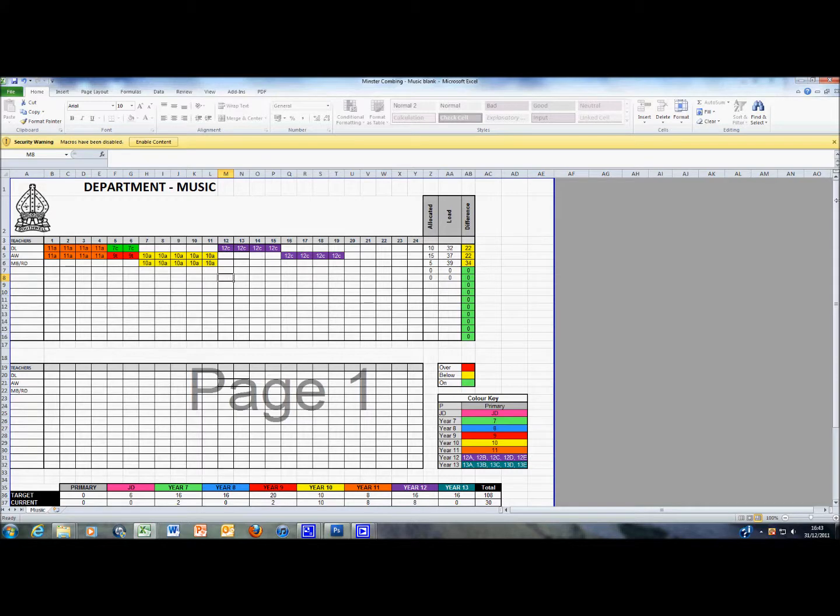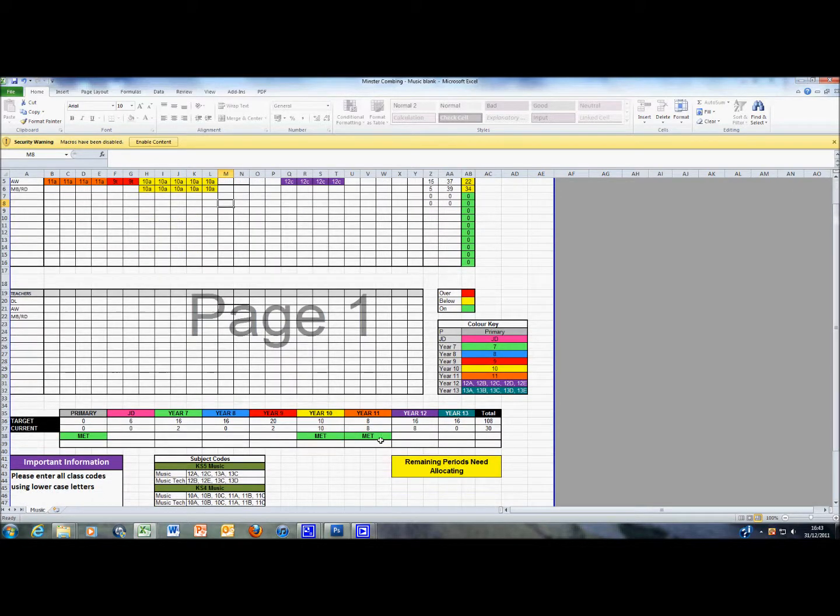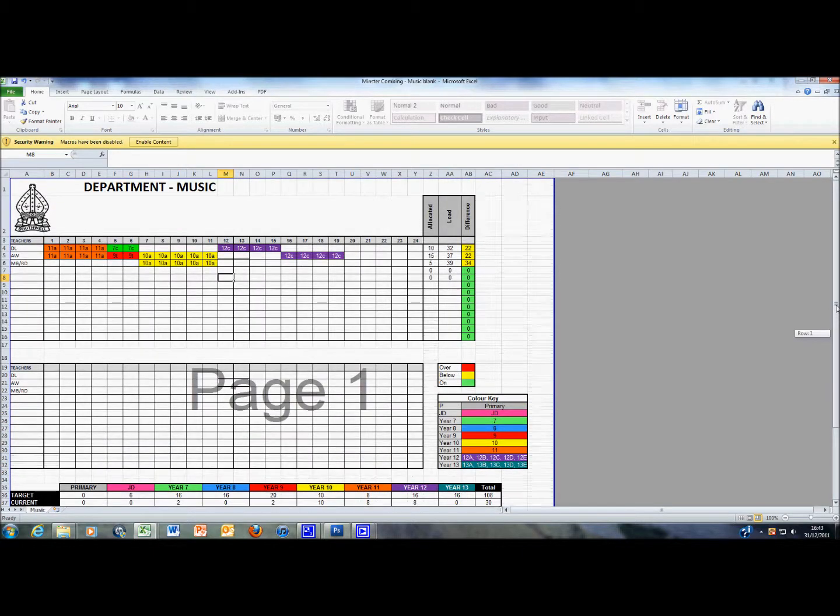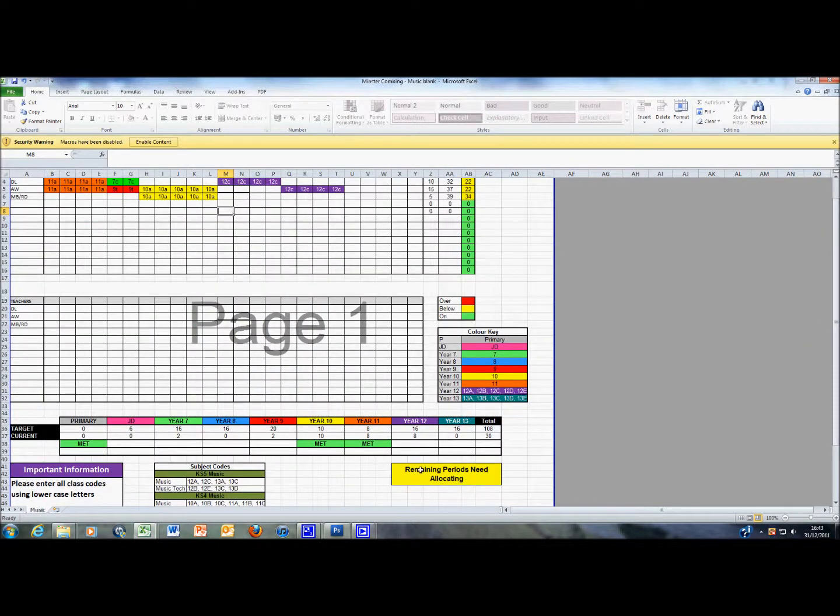Once all of the periods have been entered, then the word MET will appear in the summary table at the bottom of the chart, and once all the periods have been allocated, then a message will turn green at the bottom of the screen saying that that is the case.